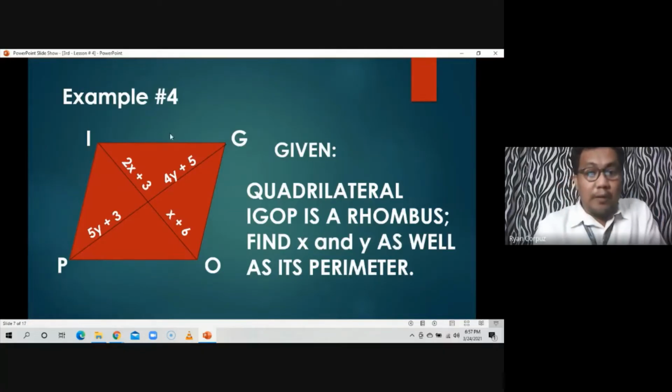So paano mo kukunin yung perimeter? Hindi mo alam yung measure ng given. Para makuha mo yon, you have to find out first the measure of x and y. The value of x and y will help you to find the perimeter. So we are here going to find 3 things: value of x, value of y, and its perimeter. So let's find first the value of x.